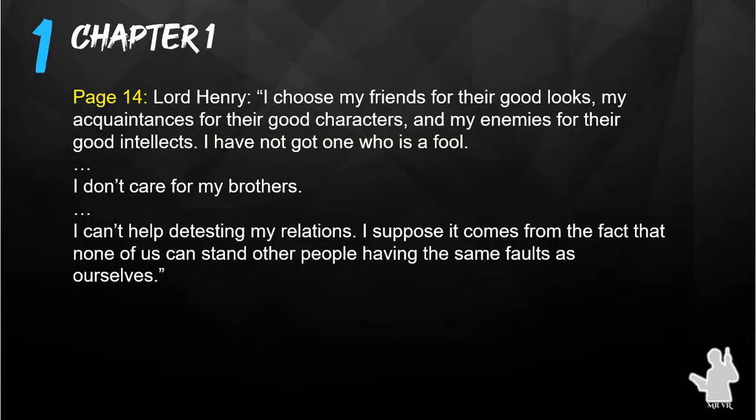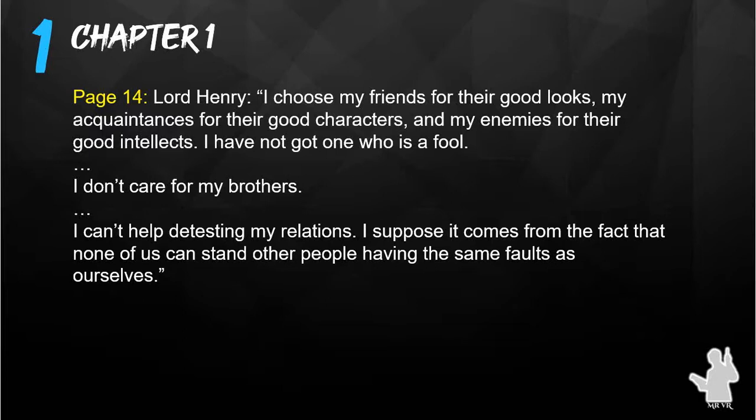Then there's this whole discussion about how he doesn't care for his brothers, and there's something about his older ones never stop dying and the younger ones do nothing else, or won't die, or something like that. So there's no loyalty or love shown there for his family. He says, I can't help detesting my relations, actually. I suppose it comes from the fact that none of us can stand other people having the same faults as ourselves. And we say, well, is that true or not?